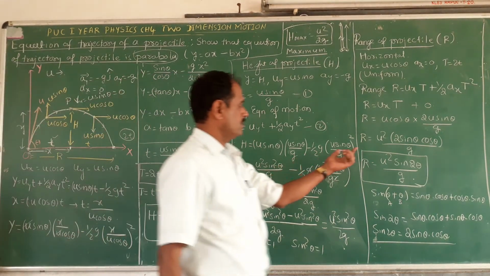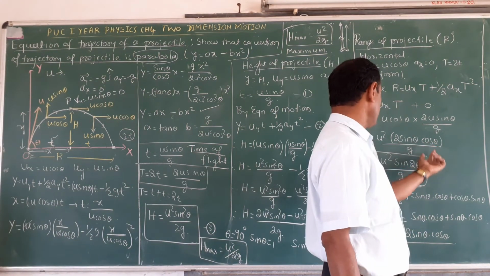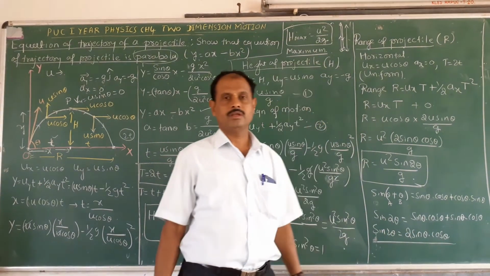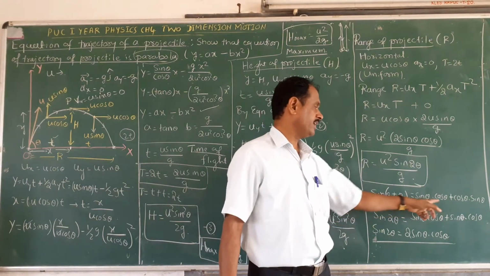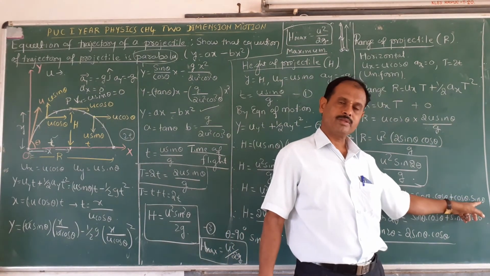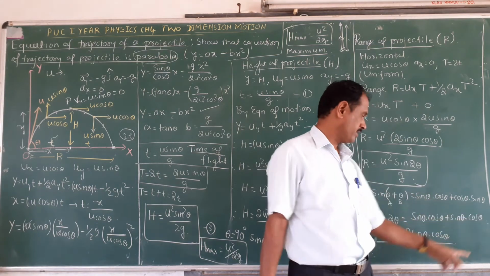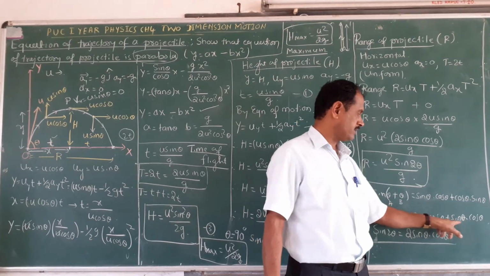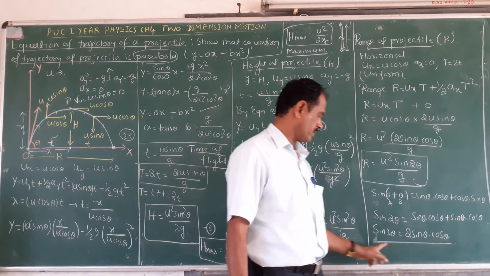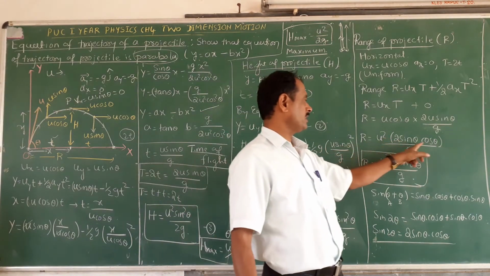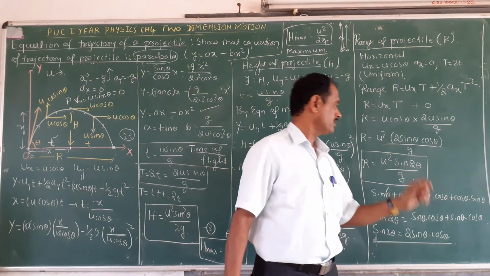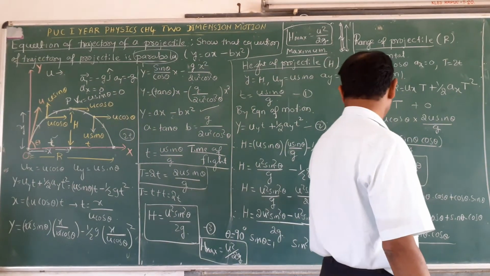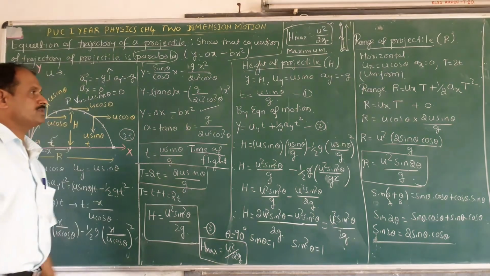Instead of 2 sin theta into cos theta, I have to take here sin 2 theta. How did you get it? Like this: sin of A plus B is equal to sin A cos B plus cos A sin B. Both A and B are theta now. Therefore, sin theta into cos theta plus cos theta into sin theta, 2 sin theta cos theta is sin 2 theta. This is the range of the projectile expression, a very, very important expression in projectile motion.